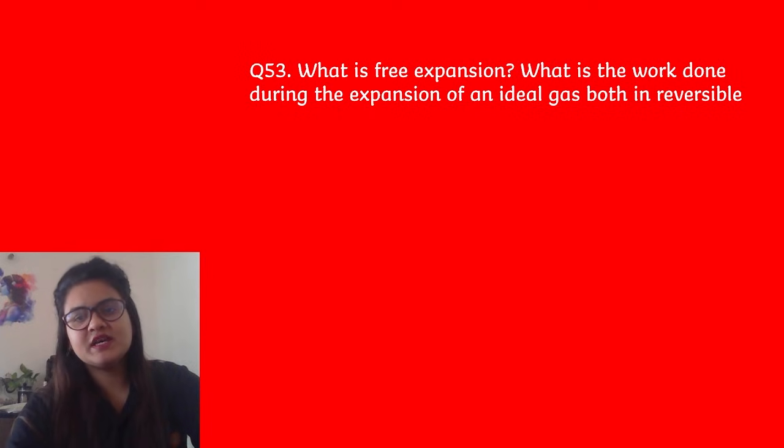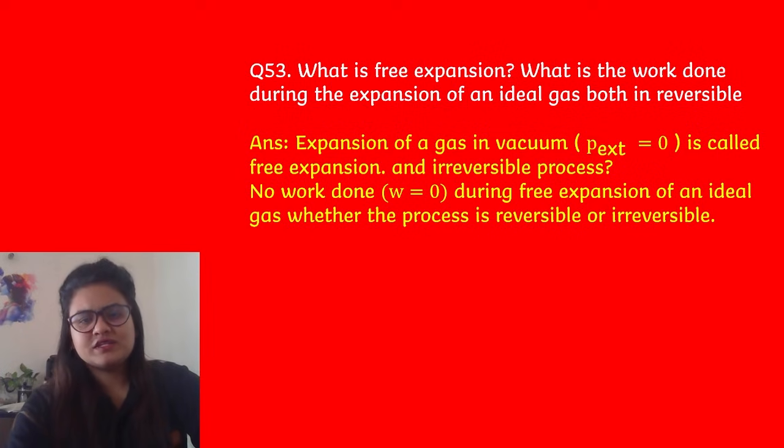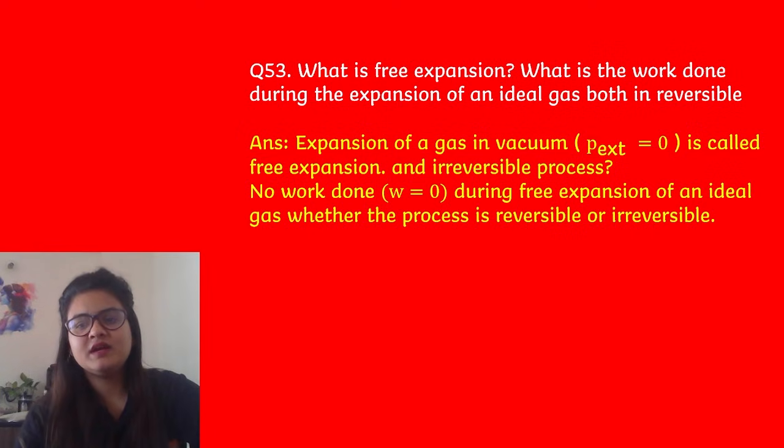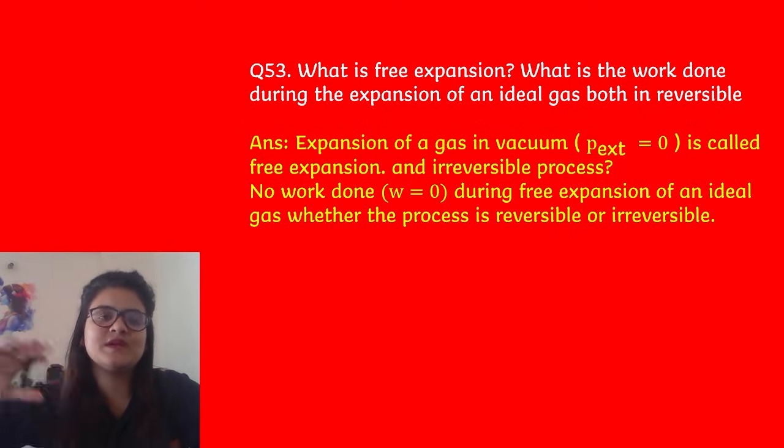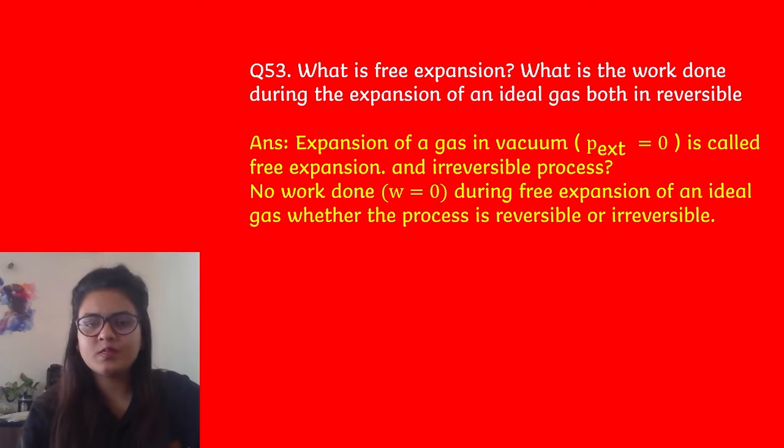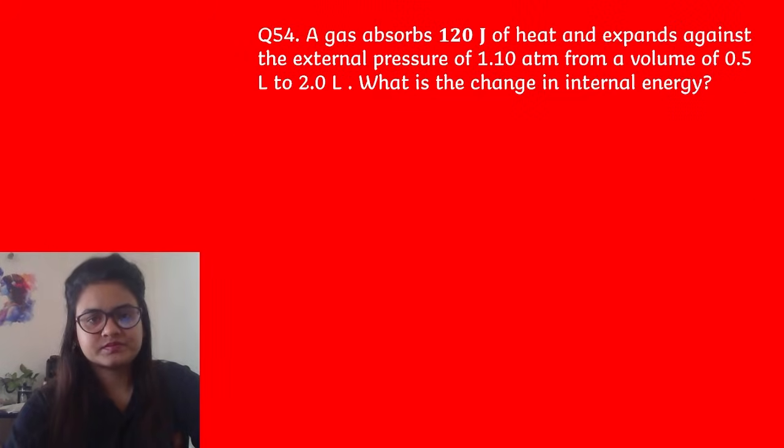Next, you can see what is free expansion and what is the work done during the expansion of an ideal gas, both in reversible and irreversible case, both the cases I will tell. Free expansion means whenever it is happening, there is no external pressure against it. Whenever the expansion is happening in a vacuum, the work done is taken as 0. Okay, for both reversible and irreversible cases for an ideal gas. Okay, let's proceed. Here comes one numerical problem.